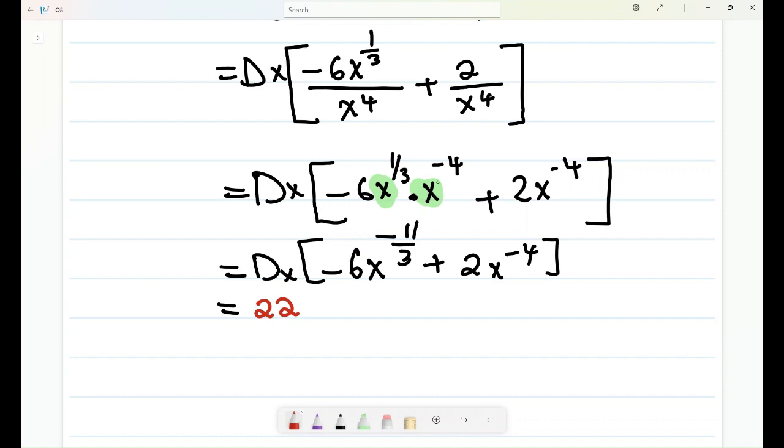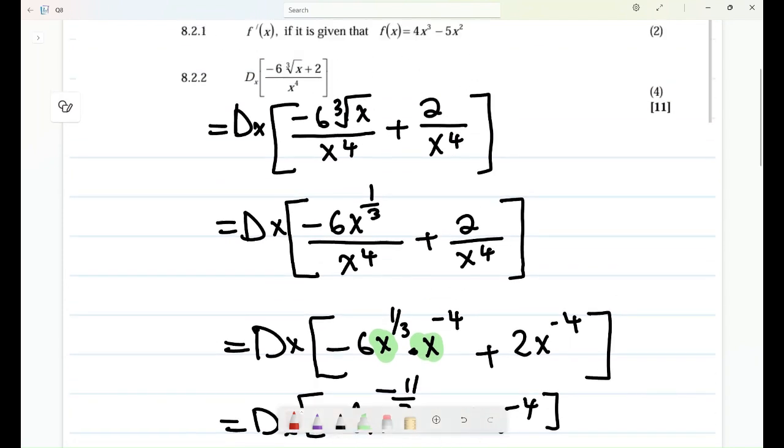Then when I say x, right? Actually, let me write this here so that you can see, right? Then I'm going to say this minus 1 here. So when I say negative 11 divided by 3 minus 1, how much do I get? I get negative 14 divided by 3. Make sure that you can clearly show that this is an exponent, this is a coefficient. Then 2 multiplied by negative 4, we get negative 8 x to the power of negative 5. Negative 4 minus 1, it is negative 5.